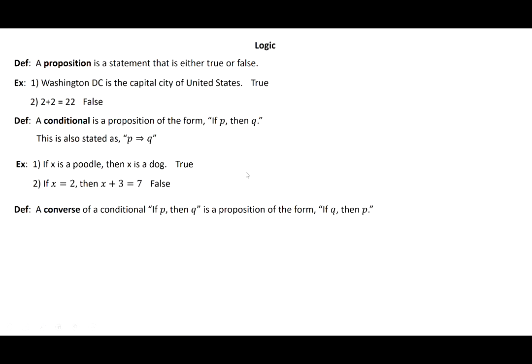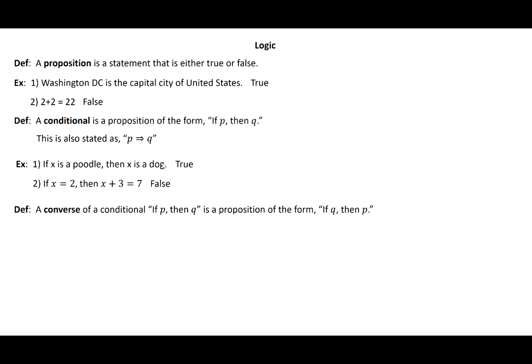A converse of a conditional if P, then Q is also a proposition, and its form is if Q, then P. You reverse the P and Q of the conditional. If Q, then P. Cool. Now, can you tell me what the converse of this conditional is? If X is a poodle, then X is a dog. Understand one thing, please. The commas, the if, the then, they all must be present. If X is a poodle, comma, then X is a dog, it's got to have that kind of a form.